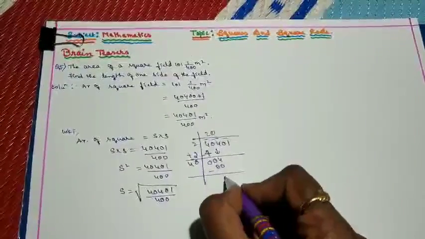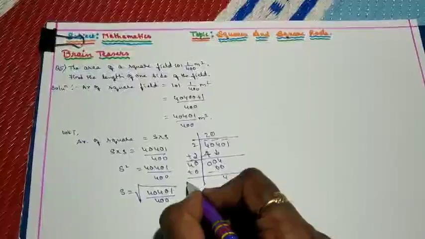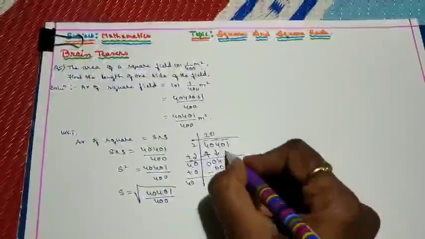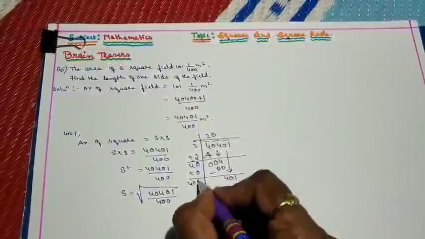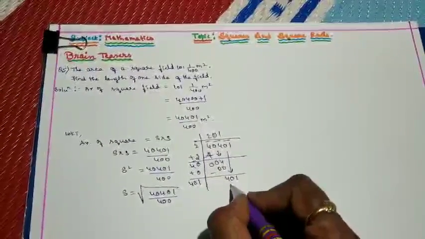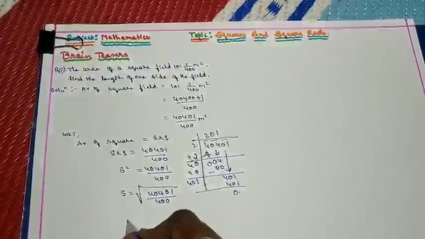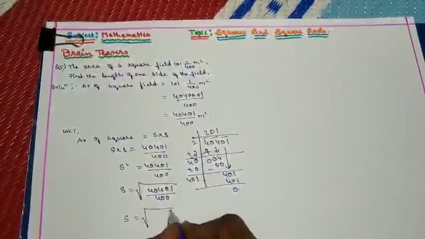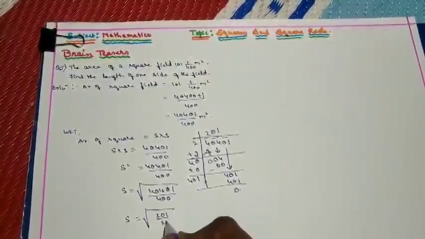Then subtract the remainder, we get 4. Then add up 0. Then 40 plus 0 is 40. Then bring the next period 01. So 401. Here if I write 1, it becomes 401. That is 401 ones are 401 and the remainder is 0. So the numerator number we get 201 square, and 400 is a perfect square of 20.